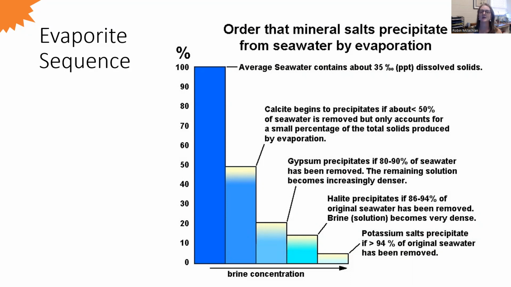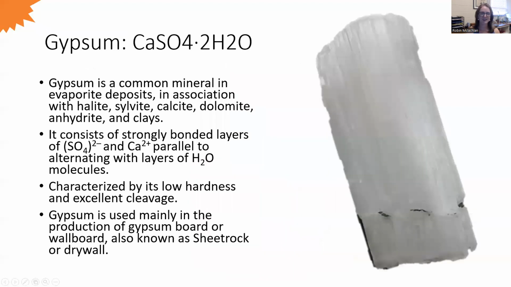And calcite is the mineral that starts to precipitate out once about 50% of the seawater has been evaporated or removed. But if that water keeps evaporating, gypsum is the next mineral to precipitate. Gypsum precipitates when about 80 to 90% of the seawater has been removed. So gypsum is a common mineral in evaporite deposits.